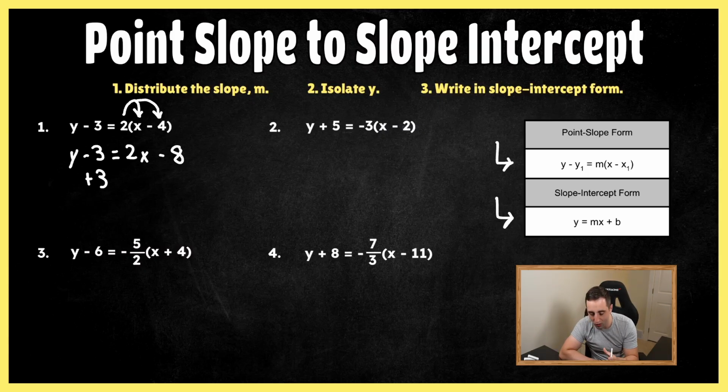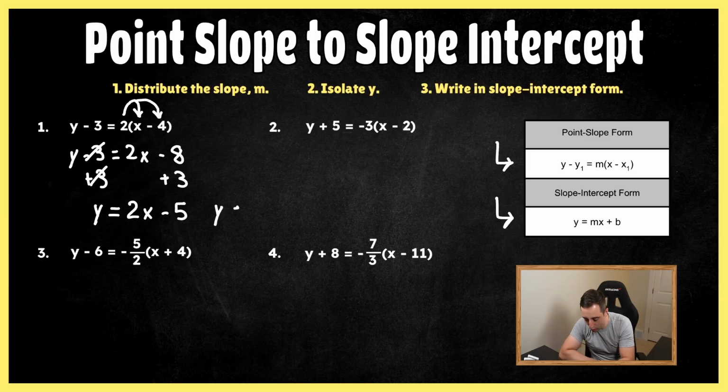But whatever we do to one side of our equation, we want to make sure we do the other. So we're going to add 3 over here. So these are opposites. These are going to cancel. We get y isolated all by itself. The 2x we did nothing with. And then that negative 8 plus 3 is going to give us a minus 5. And now this looks exactly like slope-intercept form.